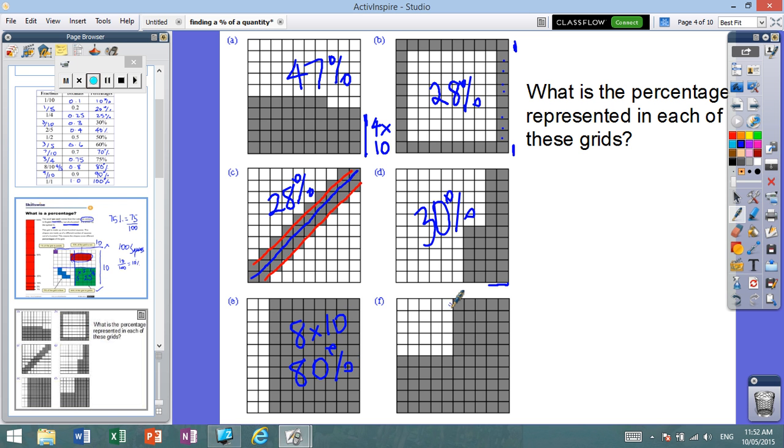Then we have here, again with these quarters, you can see that looking at that, there's a quarter not shaded. So really, 3/4 is shaded. And if we look back at our fractions grids, we do know that 3/4 is the same as 75% is shaded there. So hopefully you did well with that.